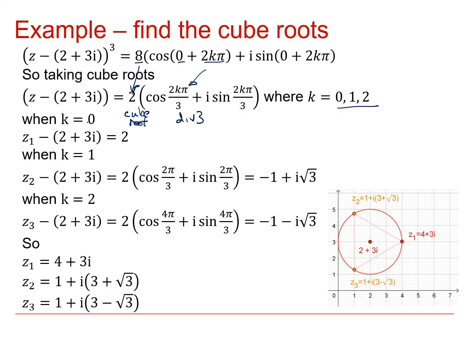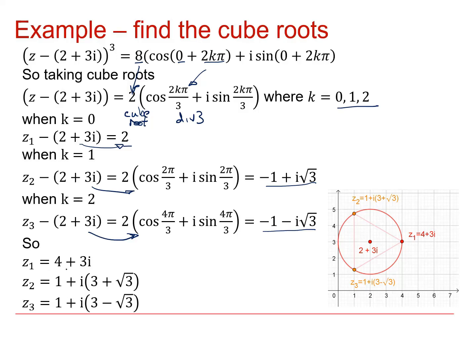So here's what happens when we plug in the values of k. We get 2, then 2 (cos 2 pi by 3 plus i sin 2 pi by 3), so we get minus 1 plus i root 3 here, and minus 1 minus i root 3. Now remember, these are the solutions as if this circle were centred at the origin. I've got to do my transformation of origin here, and that means that 2 plus 3i needs to be added to each of them on the other side.